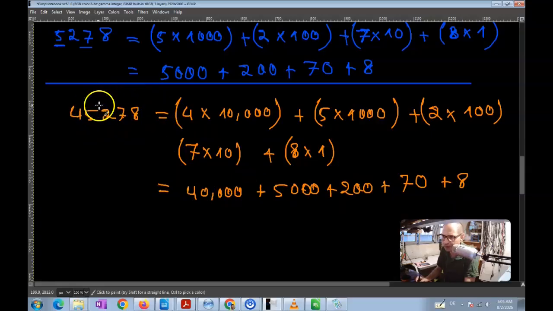And of course, when we read the number, we read it in the exact same way. We say 45,278. We read our numbers this way.